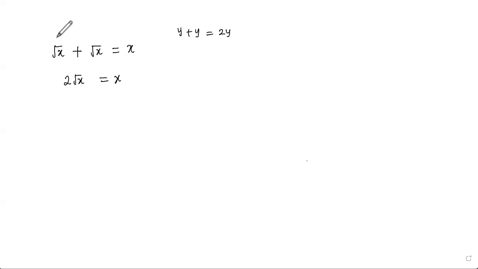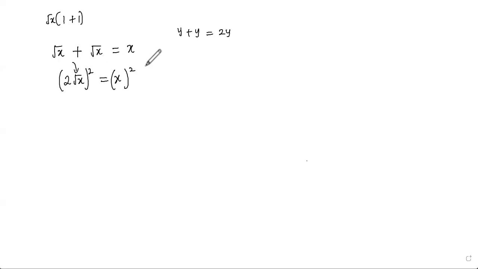Another way you can think of this is when you factor out root x, you'll be left with 1 plus 1, right? And you get 2 root x. So square root of x plus square root of x will just give us 2 root x, and that is equal to x. Now, at this very point, we want to get rid of this square root. So now we square both sides. We square the left-hand side and the right-hand side.